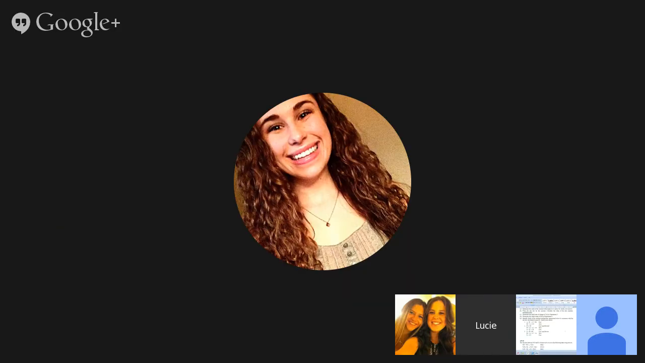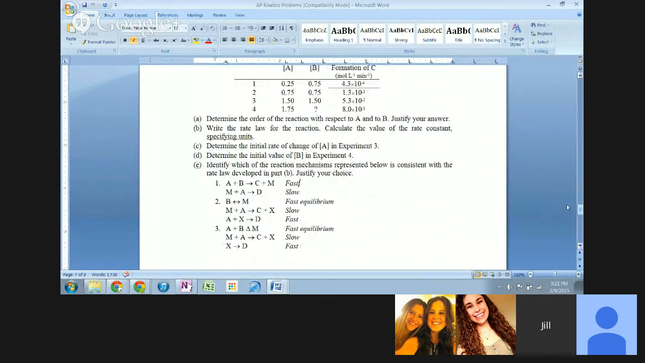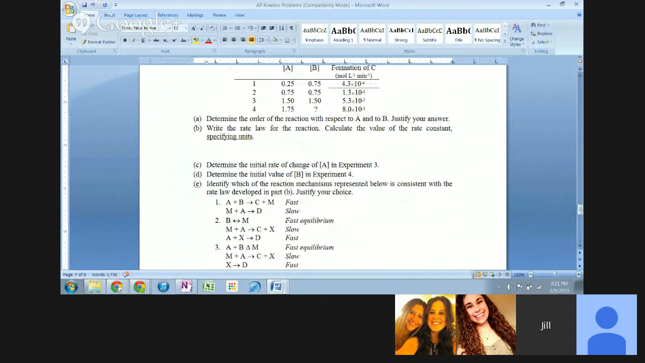Yeah. Awesome. Okay. So the question that we were talking about was how can you do a rate determining step kind of problem? And part E here says justify which one of these is consistent with the rate law you found in B. And in part B, you were supposed to find that the rate law equation would be first order for both of them. So it'd be rate equals k times A to the first times B to the first. We want to know which of these mechanisms is consistent with that.